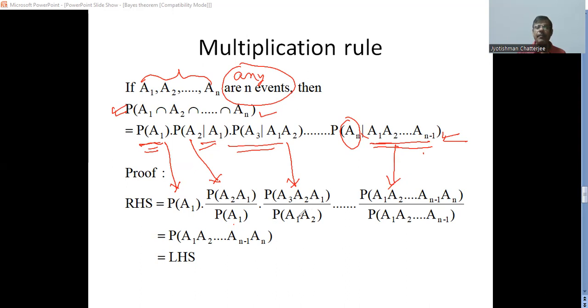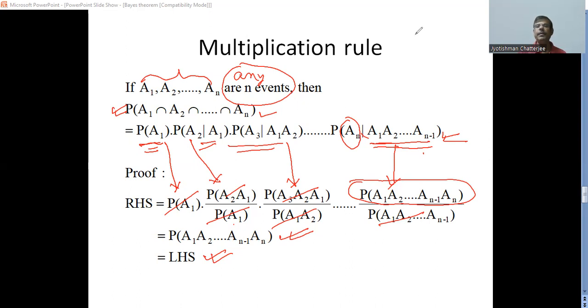Now, after having written this way, see, a lot of things will cancel out. This will cancel with this, and this with this. Similarly, although not written, this will cancel out, and so will this one. And the only term left will be this one. That's why we get probability of A1, A2 up to An. And that's precisely the left-hand side. So that proves the multiplication rule.